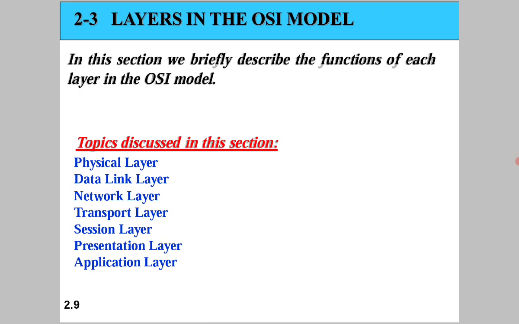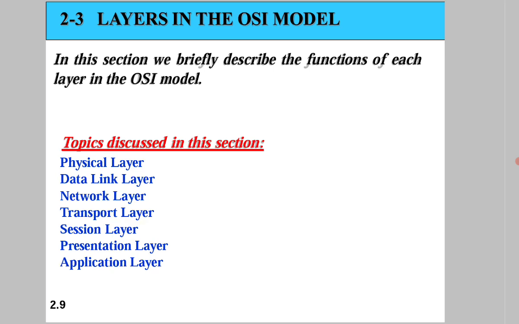So, layers in the OSI model. In this section we briefly describe the functions of each layer in the OSI model. The topics discussed in this section are physical layer, data link layer, network layer, transport layer, session layer, presentation layer, and application layer.